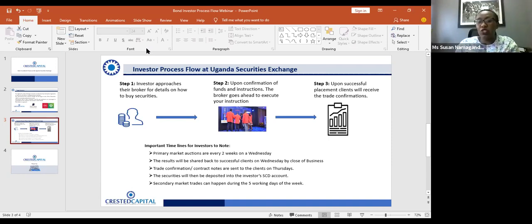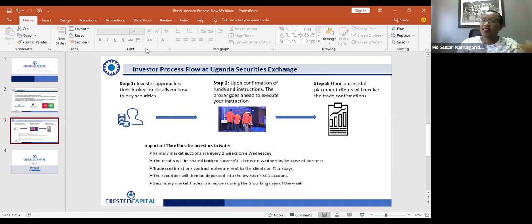So the important timelines I wanted to highlight are that the primary market auctions are every 2 weeks. That means every 2 weeks, government is doing something like an IPO. This is an IPO for bonds, so they're issuing a new security every 2 weeks. That is in regards to treasury bills. For bonds it is once a month. So you will find that, for example, in the month of April, on the 15th of April, we shall be having a bond auction for the 5-year bond. So in the event that you're interested in buying a 5-year bond, it's available.